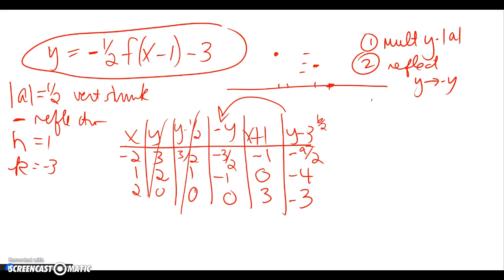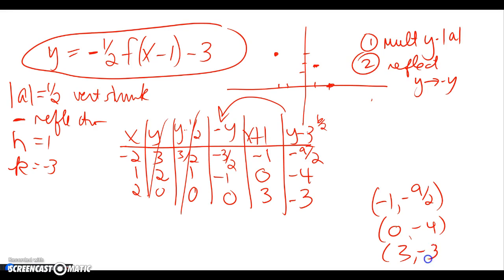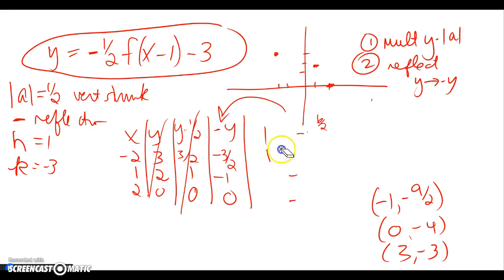So I want to graph these points on this graph, but we're going to run into an issue. So I'm going to rewrite the changed points right down here: negative 1, negative 9/2, 0, negative 4, 3, negative 3. I got to get rid of our table. Sorry about that, but I won't be able to see what it looks like on here, okay?